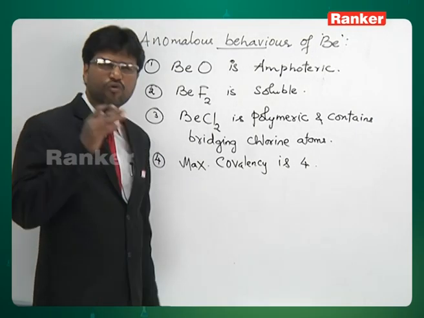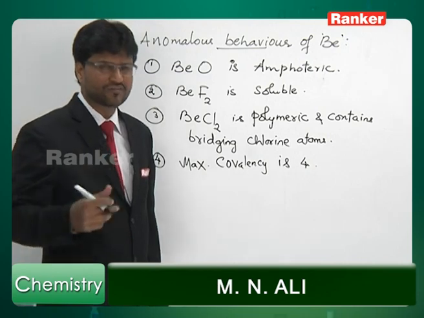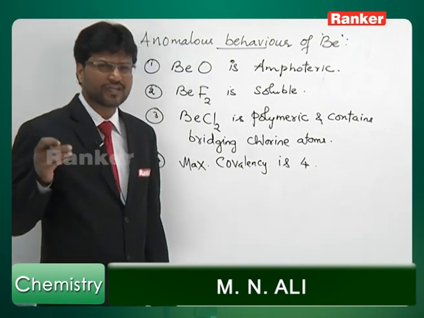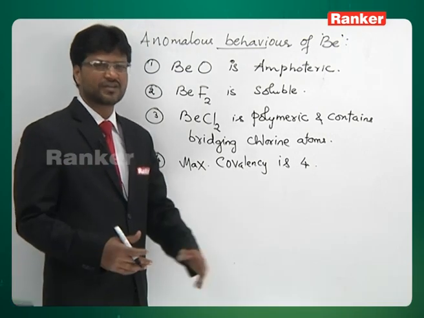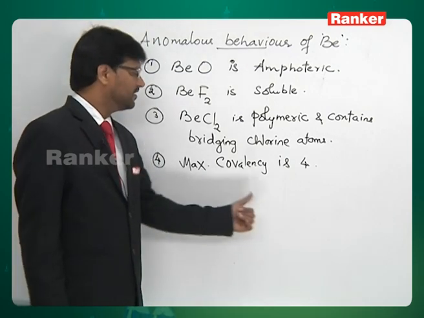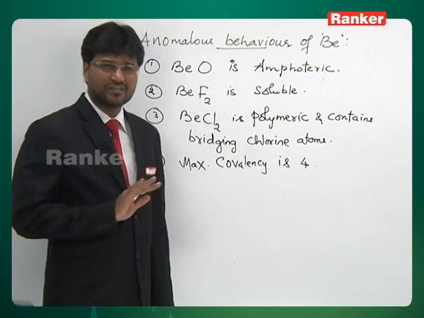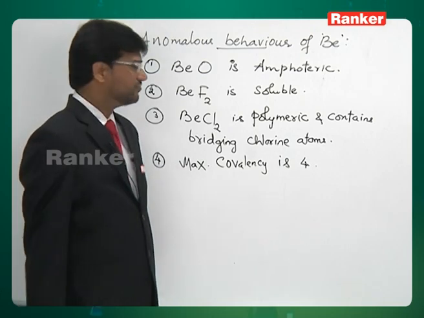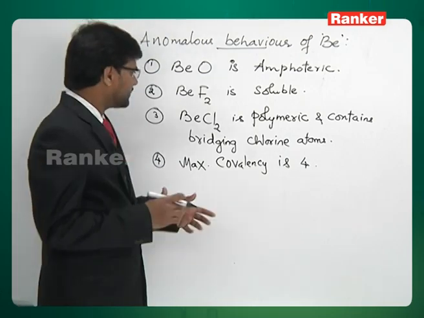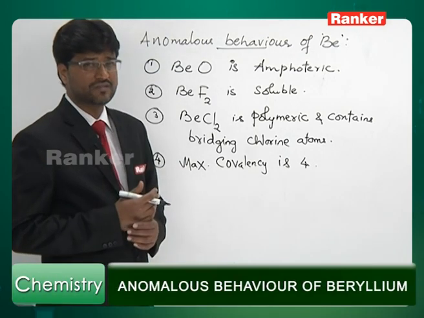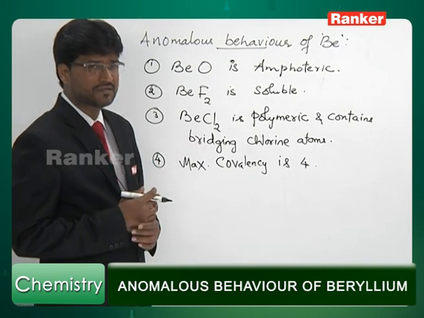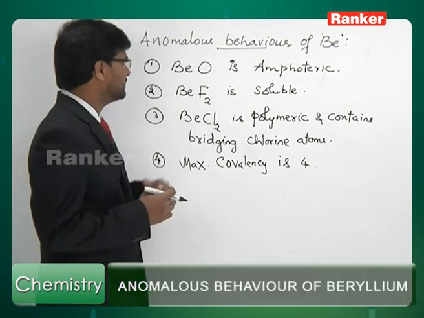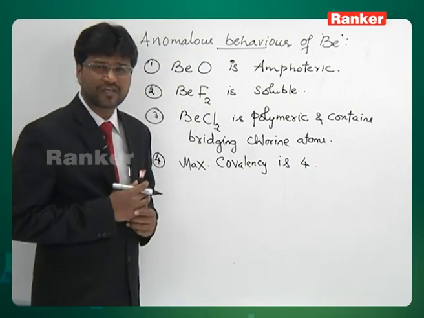It has only 4 orbitals in its valence shell. You know very well, 2s, 2px, 2py and 2pz. These are the orbitals which are present in the valence shell of beryllium. That's the reason it can show a maximum covalency of 4. So these are important points of differences between beryllium and the rest of the alkaline earth metals, studied under this anomalous behavior of beryllium.